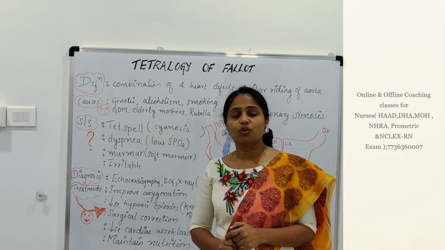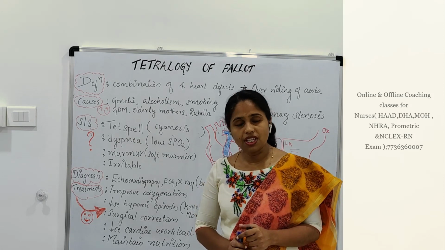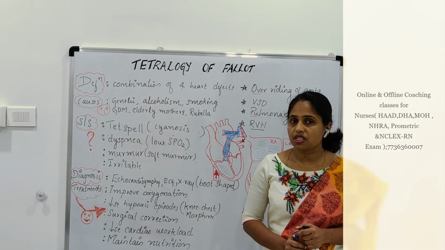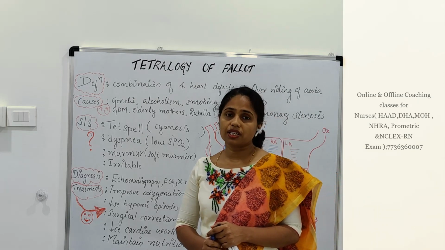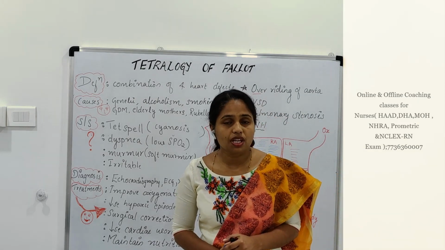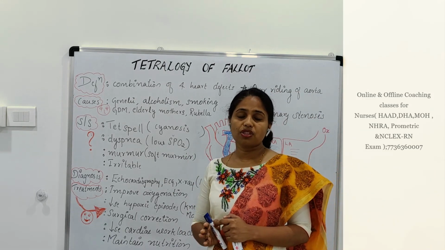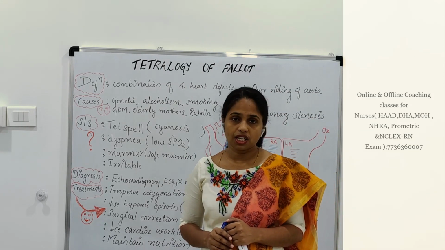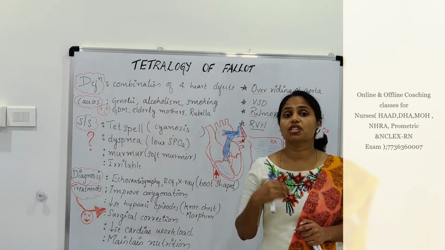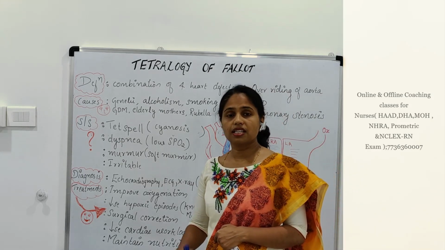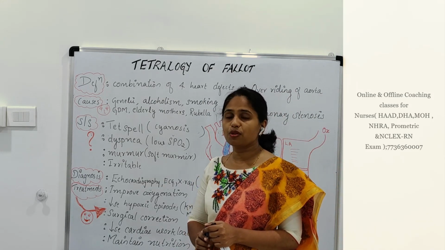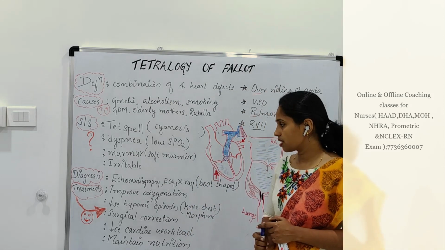Okay, so see, when you give knee chest position or squatting position, that will increase the vascular resistance, and that will reduce the shunting. Only here hypoxia or cyanosis will be expected as a result of shunting. So knee chest position will reduce shunting, and as a result of that, cyanosis can also be prevented or treated.